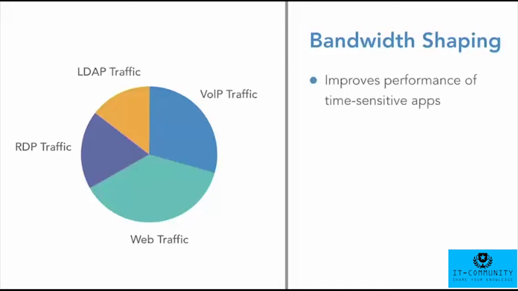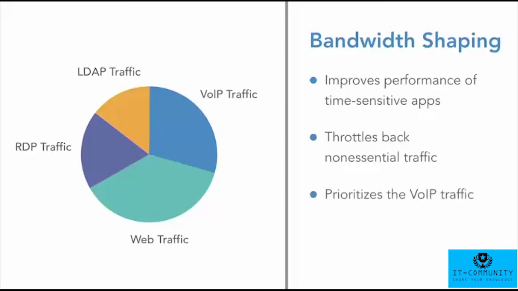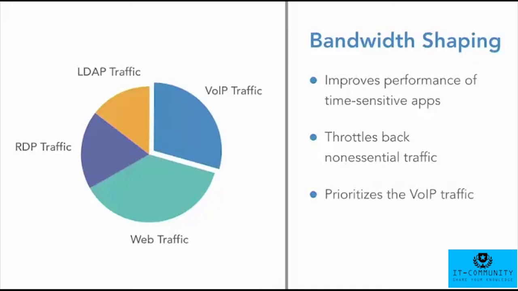Using a packet shaper can improve the performance of time-sensitive applications by throttling back non-essential traffic and prioritizing the voice over IP traffic. For example, this graphic might represent what you'll see on a packet shaper dashboard. Now, today's web pages are interactive by design and will have streaming media playing in the background, which might impact the network. Tune the packet shaper to minimize the impact of bandwidth hogging applications on the network to protect your voice over IP traffic.